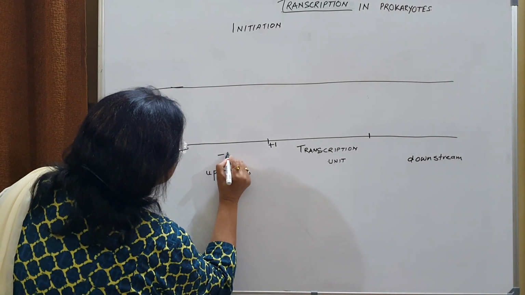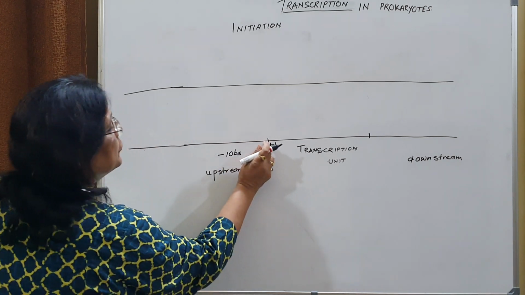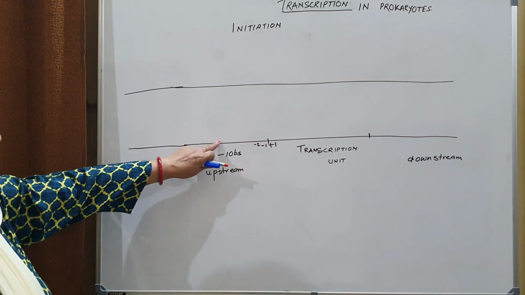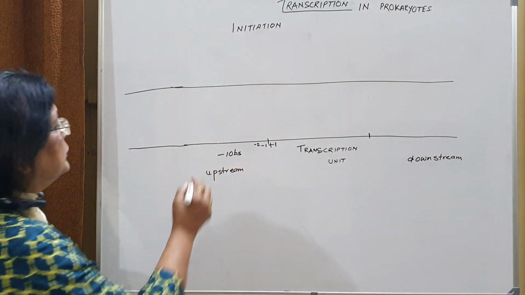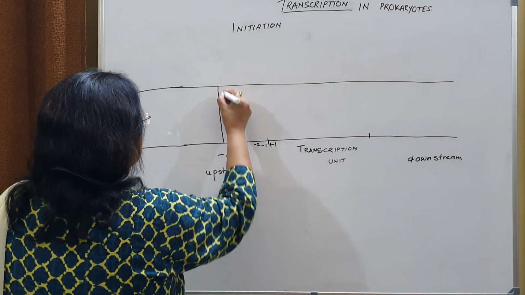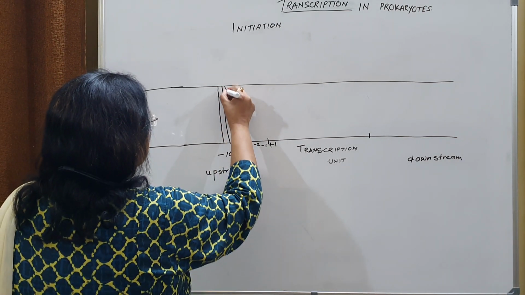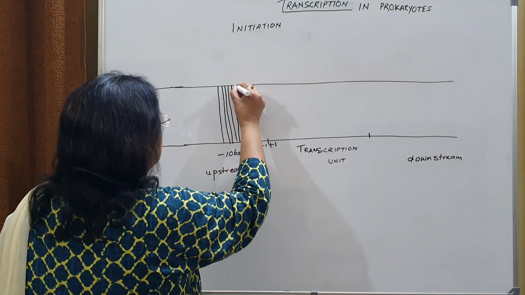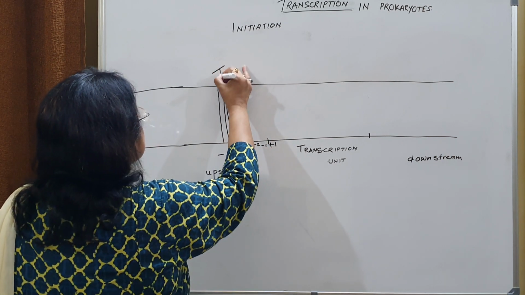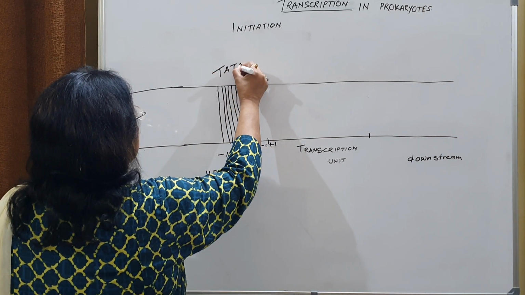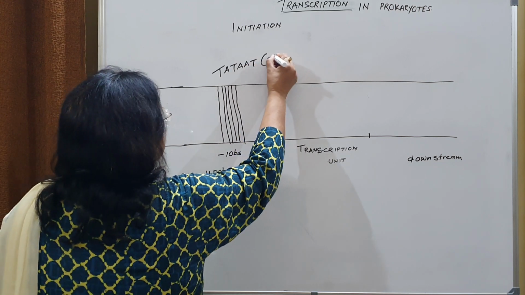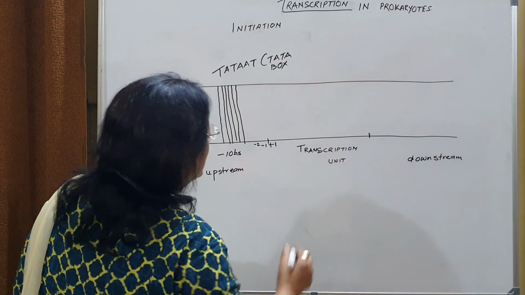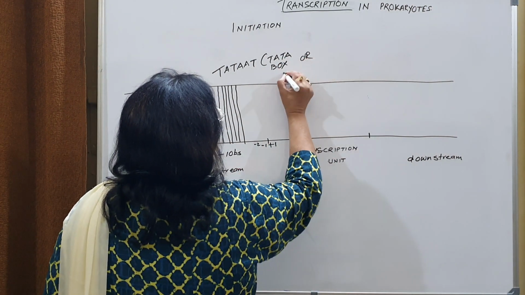Now, at -10 base pair, if we start from here with -1, -2 and so on, when we come up to -10, we have the promoter which is known as the Tata box. It has the sequence TATAAT, and it is known as the Tata box or the Pribnow box.